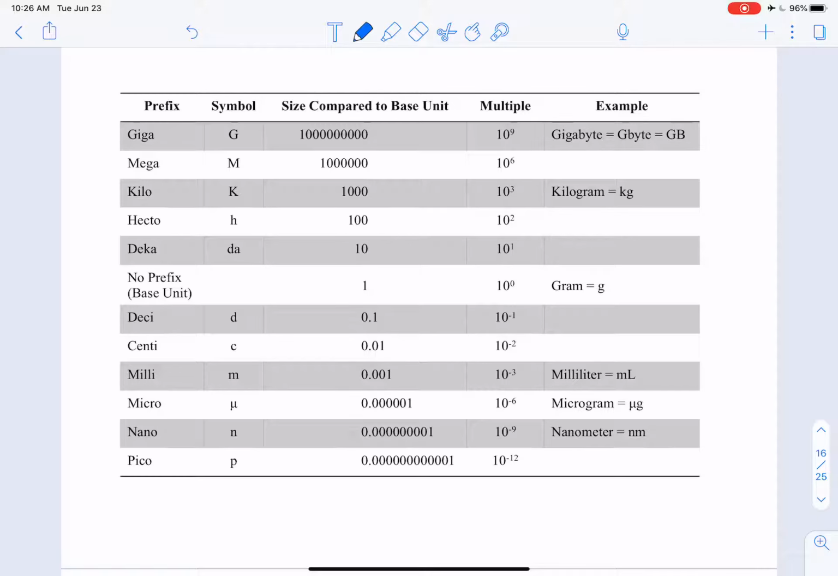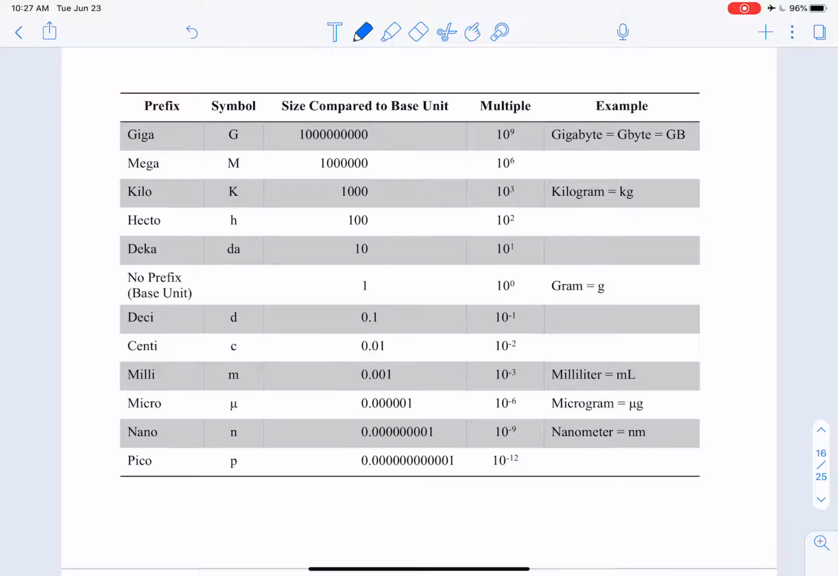We need to keep on talking about the metric system, and particularly in this lecture, we need to talk about converting between one metric unit into another metric unit. So let's take a look at this chart right here.